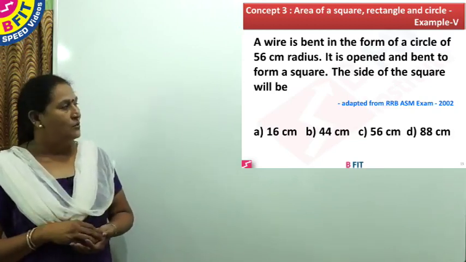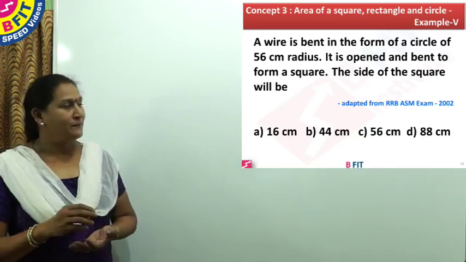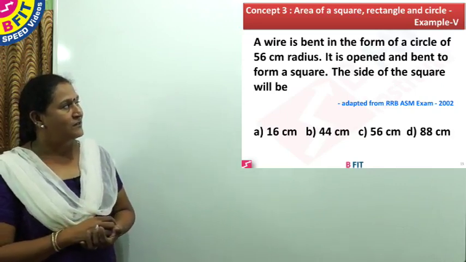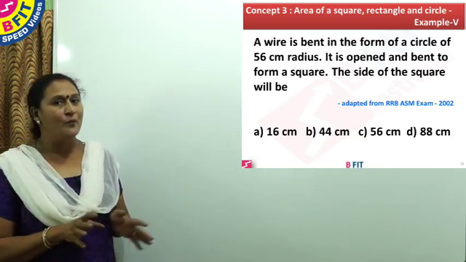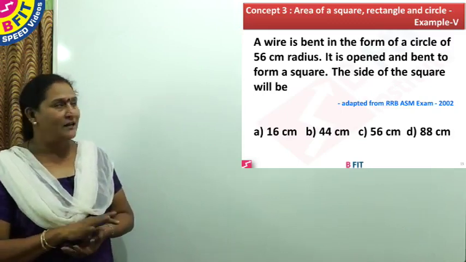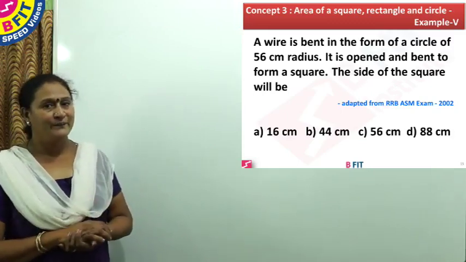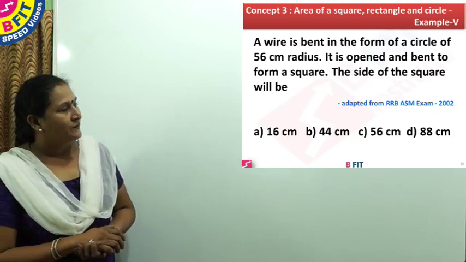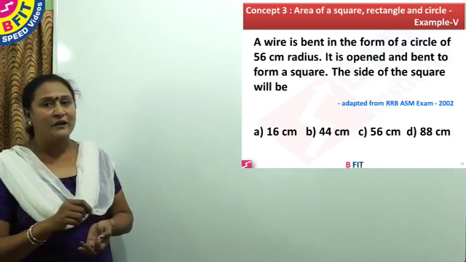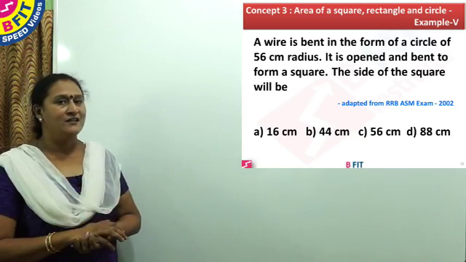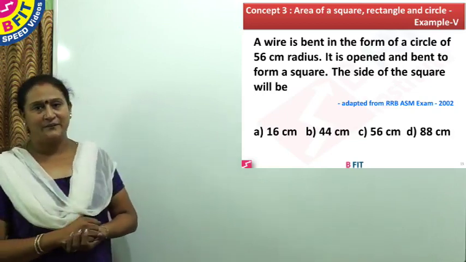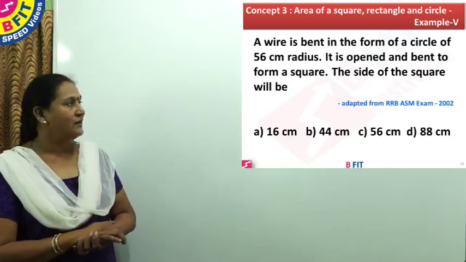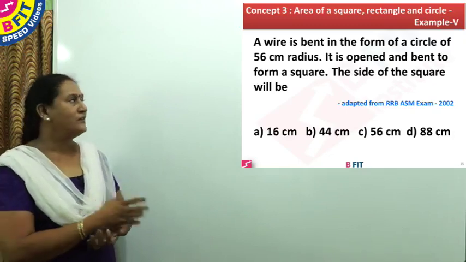This question was adapted from the RRB ASM exam 2002. In this question, a wire is bent in the form of a circle, and that is opened to form a square. So what is the relation between the square and the circle? The circumference and the perimeter of the square are the same, because the same length of wire is made to form a square. And we can find the circumference because the radius is given. So by finding the circumference of the circle and equating it to the perimeter of the square, the side of the square can be found. Now we'll see the working.